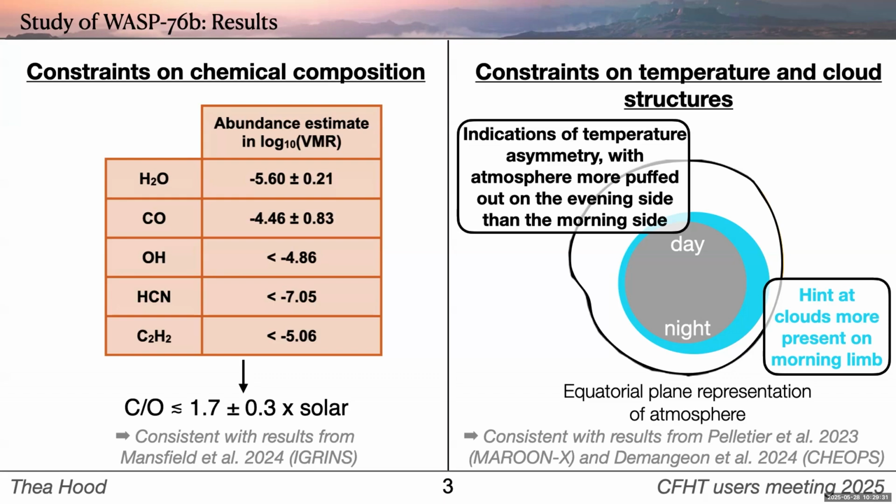acquired with iPrints. Another thing that I was able to infer from my results was a temperature asymmetry for this atmosphere, with a hotter evening side than morning side, as well as hints of clouds being present on the morning side, and therefore I was able to give some input onto the properties and the asymmetry of this planet.